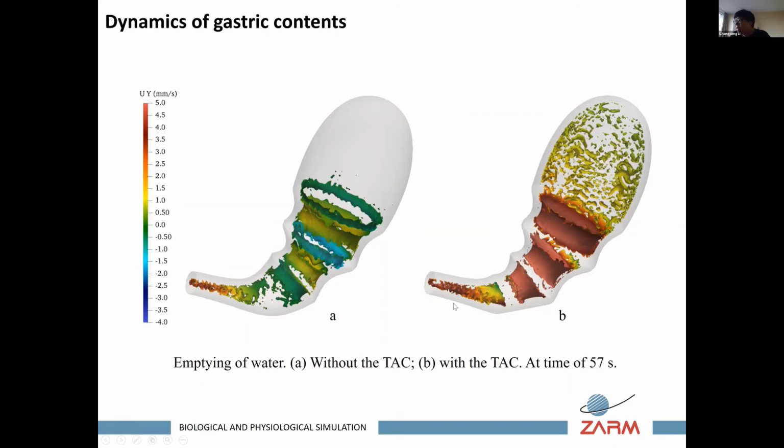The contraction of TAC creates retropulsive jets. This flow phenomenon was also found in other research works. It should be noted that in the previous study, this type of flow was captured when the pylorus was closed. Our numerical results show that it also occurs when the pylorus is open. We can also see small vortex structures in the upper region after the TAC starts.